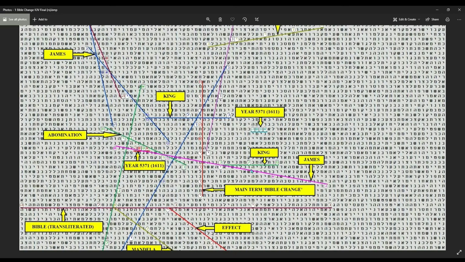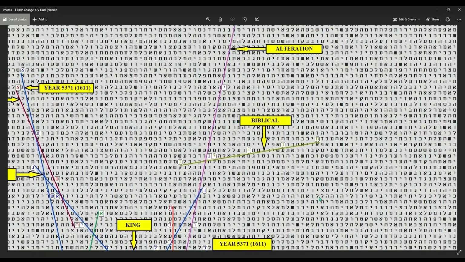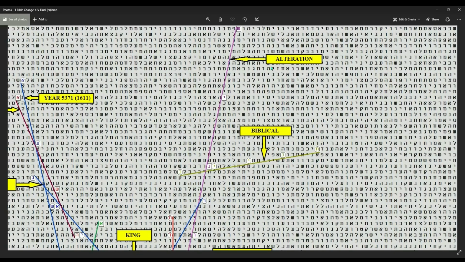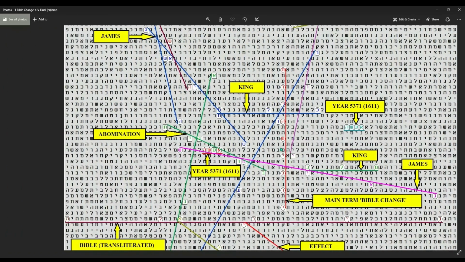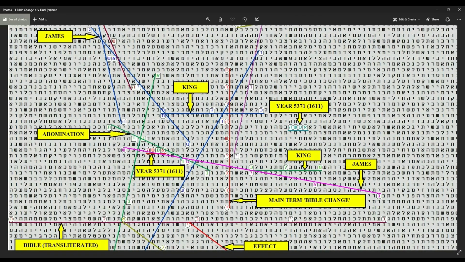In the pink here we have King, we have James, followed by King. So we have King, James. We don't just have that once either, that's twice. We have James here, and we have King coming off James again here. Both of them crossing the central main term. Further up, we also have the word biblical and alteration. The word abomination coming through the year 1611 and also hitting the King James portion as well.